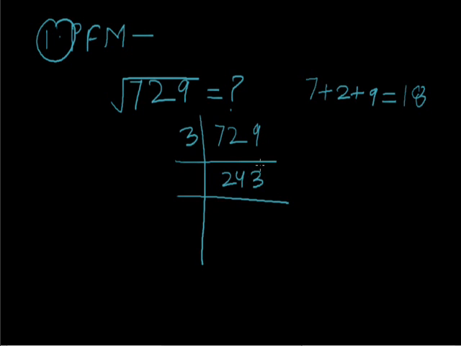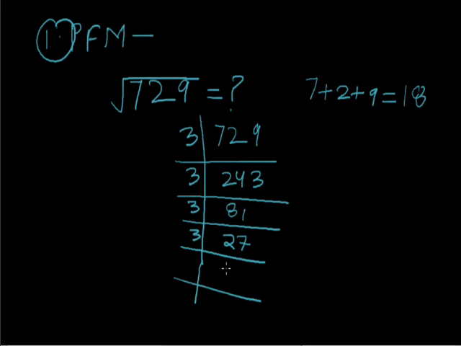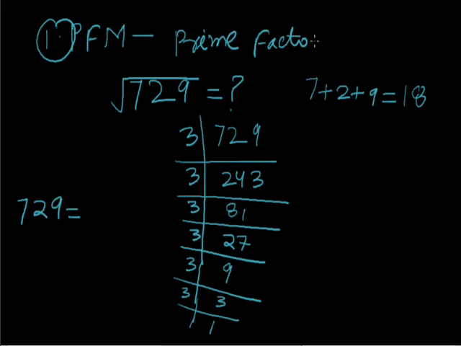Once again, the unit digit is 3. We cannot divide this number with 2. Once again, start with 3. We get the number as 81. Then once again divide with 3. We get the number as 27. Divide the number with 3. We get 9. Divide the number with 3. We get 3. Divide the number with 3. We get 1. So the prime factors we get of 729 are, always use prime factors. As the name says, prime factorization.